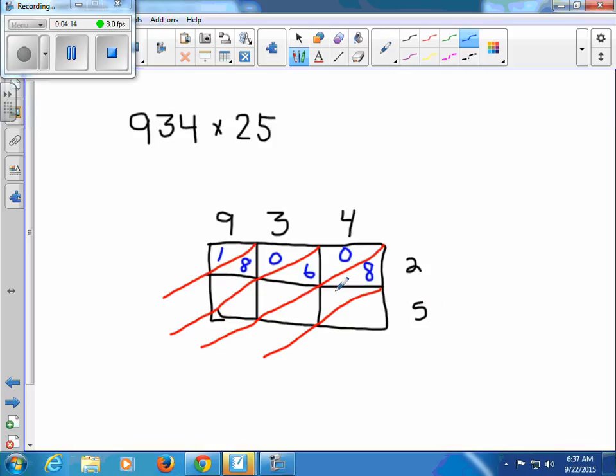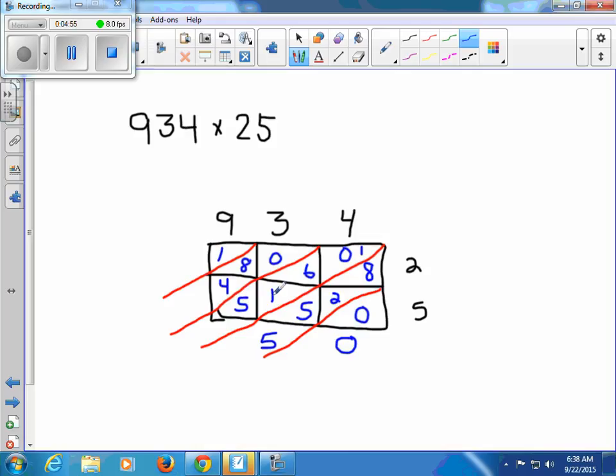5 times 4 gives me 20. 5 times 3 gives me 15. 5 times 9 gives me 45. And now to solve, I'm going to add down my diagonal. So in this diagonal, I just have a 0. In this diagonal, I have 8 plus 2, which is 10, plus 5 to get 15. And then I'm going to carry the 1 up into the next diagonal.